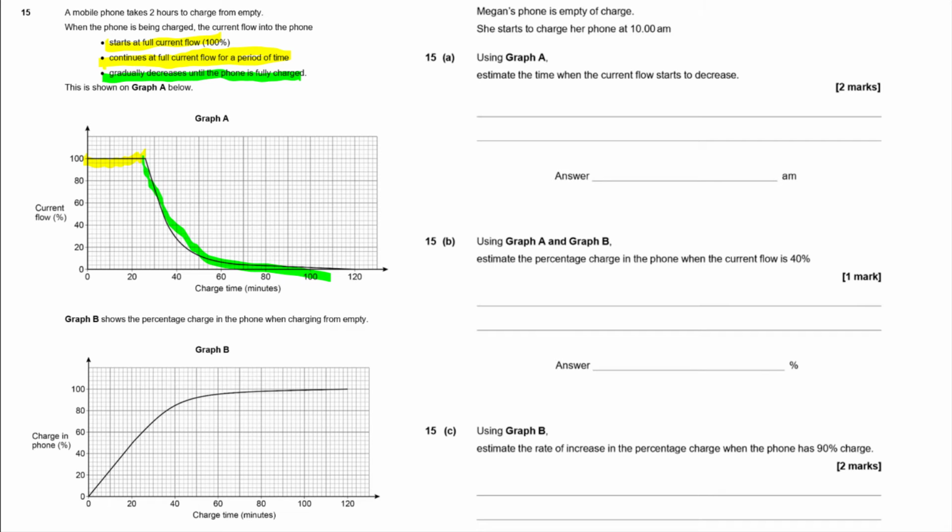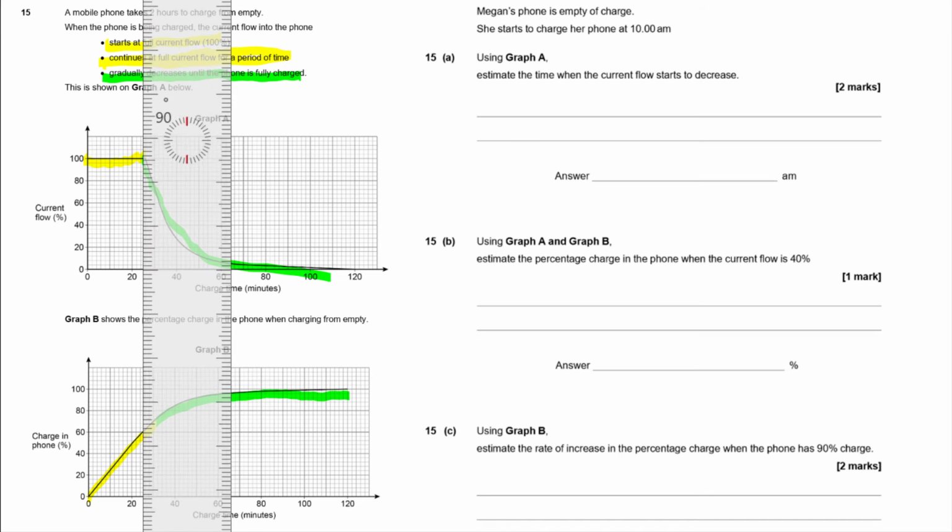decreasing then, isn't it? Okay, and then graph B shows the percentage charge of the phone when charging from empty. So again, this straight section here is going to correspond to the flat section on graph A, and then this tapering off part here is going to match the tapering off part in graph A, I guess. That's kind of how it's going to go. So Megan's phone is empty on charge. She starts to charge her phone at 10 a.m. Using graph A, estimate the time when the current flow starts to decrease.